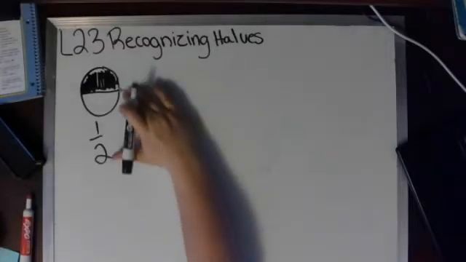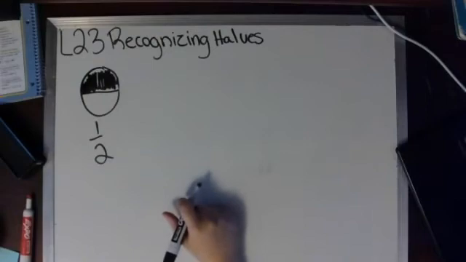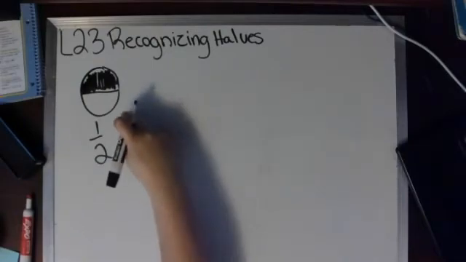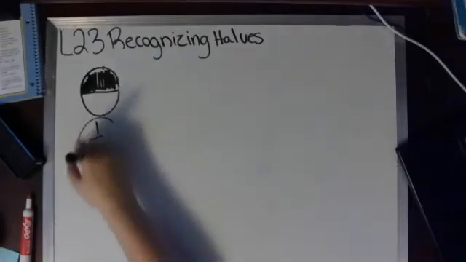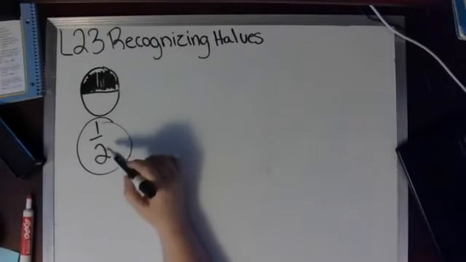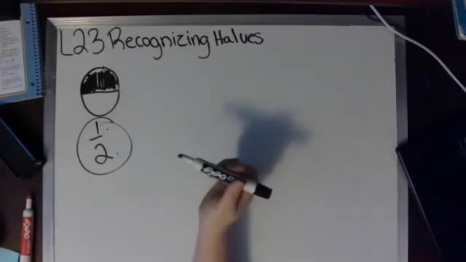Now, I've drawn already the traditional half. Traditionally, this is what we see as a half. It is half of an object. It is one object split into two pieces, and one of them has been filled in. That is a half. One object, two pieces, one of them filled in. Half of the object filled in.